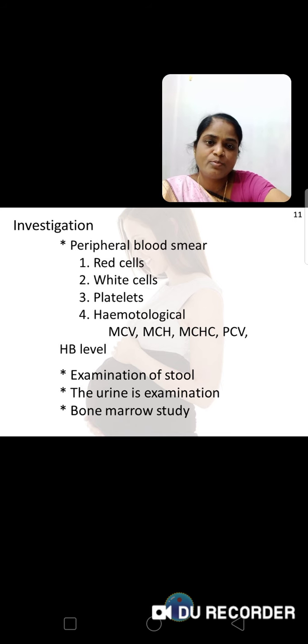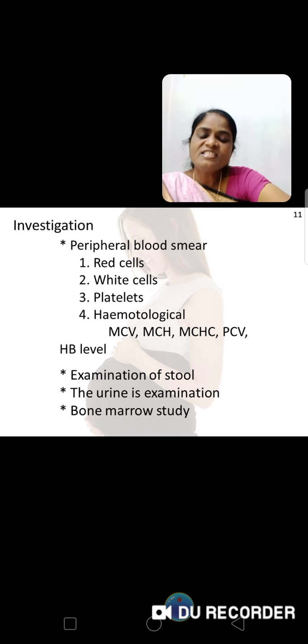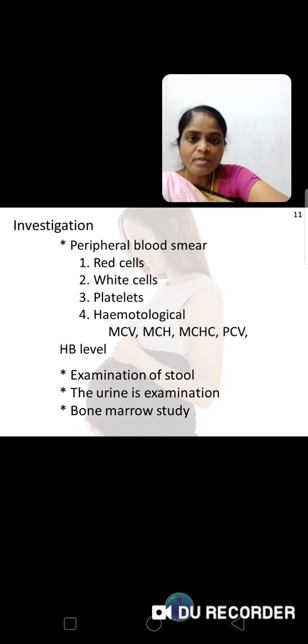And bone marrow studies: in extreme cases like thalassemia, sickle cell anemia, and any hereditary diseases, we can find out through the bone marrow studies. These are the investigation methods of anemia in pregnancy.